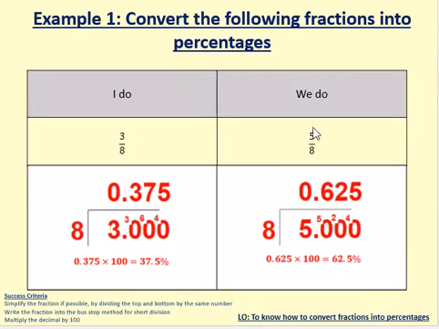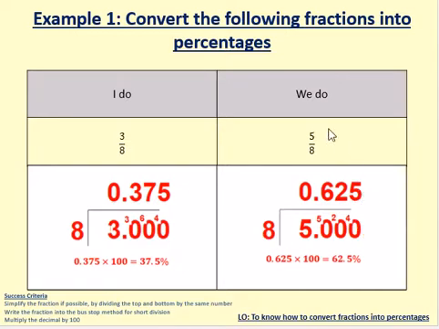Okay, so for the we do, 5/8, remember this is the same as 5 divided by 8. So use our bus stop, 5 is being divided by 8, remember to put 5.000. 8 into 5 is 0, remainder 5, so we carry the 5, this becomes 50. 8 into 50 is 6, remainder 2, this becomes 20. 8 into 20 is 2, remainder 4, this becomes 40. And 8 into 40 is 5.